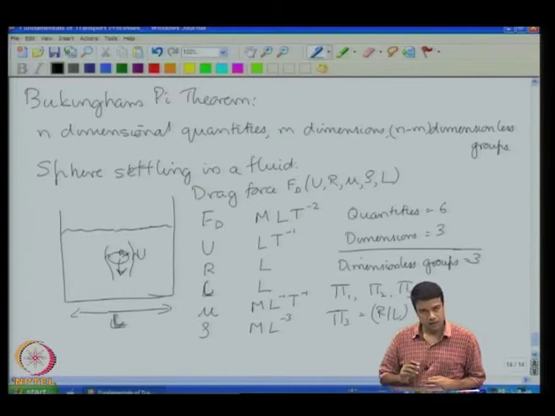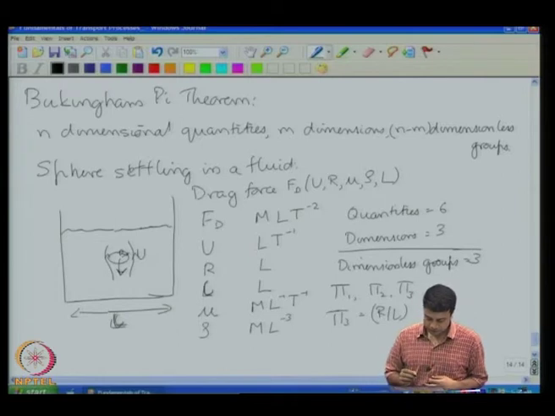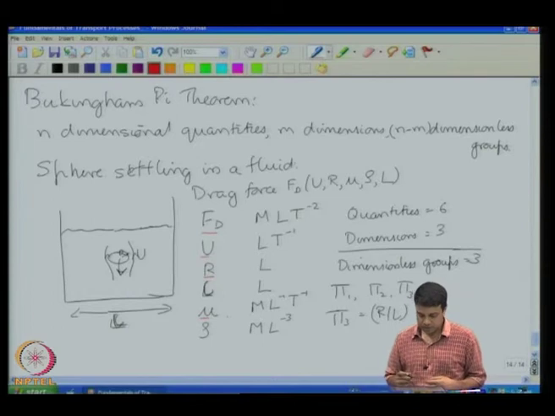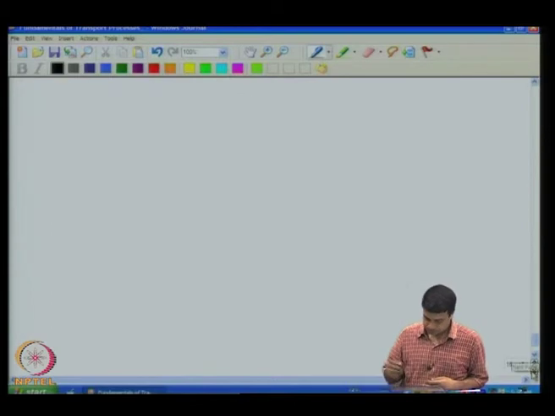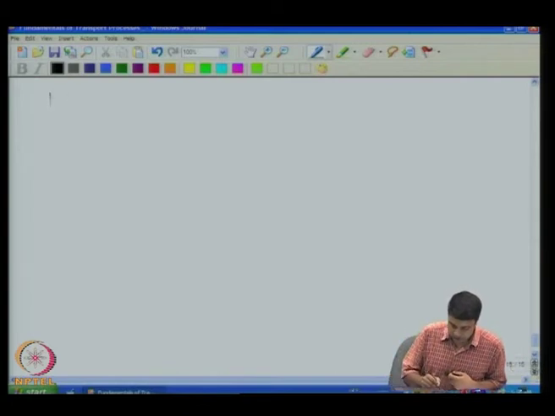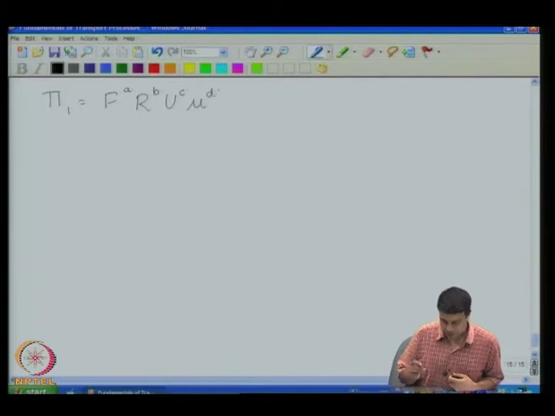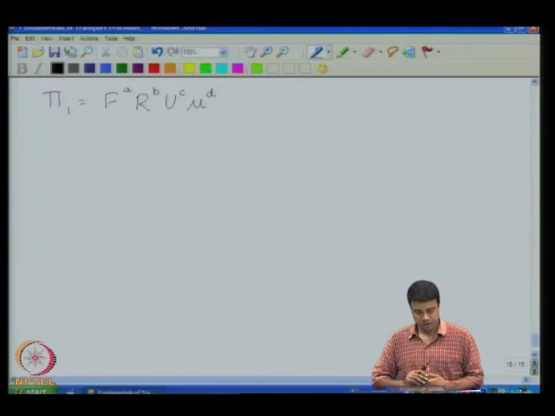There is some subjectivity in how you choose these dimensional quantities for assembling a dimensionless group, and for the present I will choose the dimensional quantities as force, the velocity, the radius and viscosity, and assemble a dimensionless group from these 4. So, dimensionless group pi 1 is equal to force power a, radius power b, velocity power c, and viscosity power d. That is the most general relationship that one can write down.